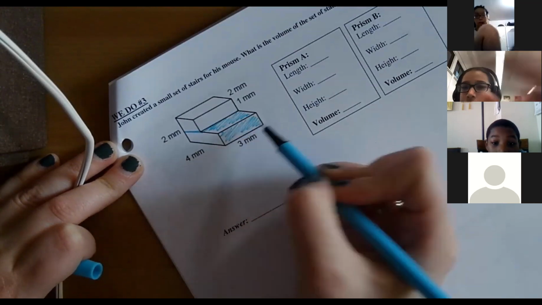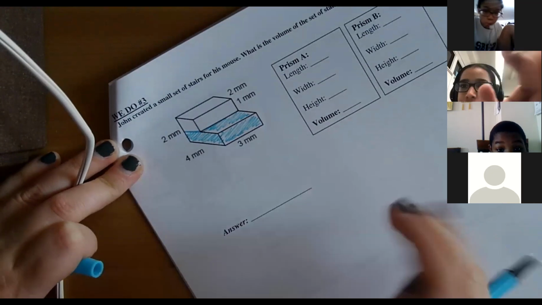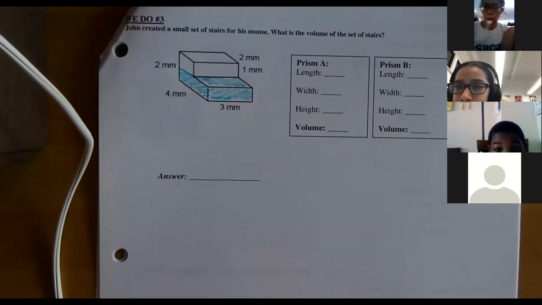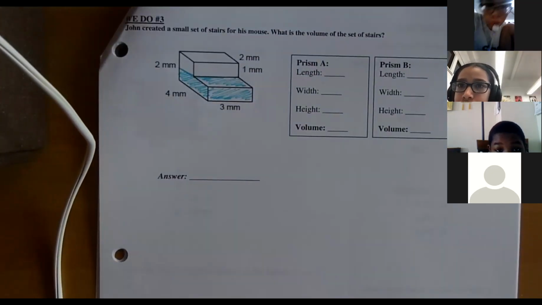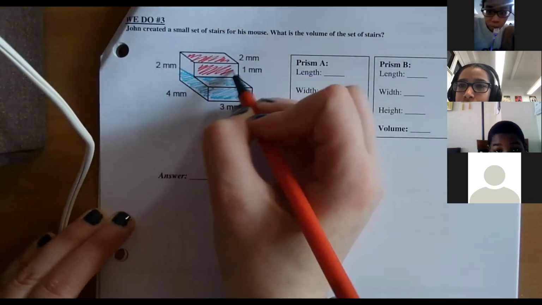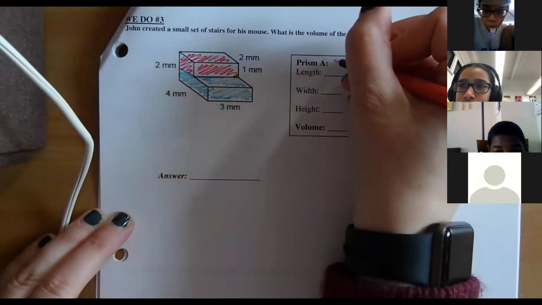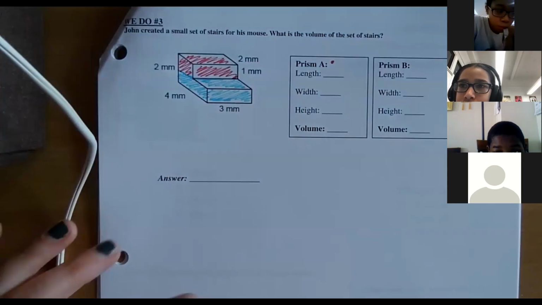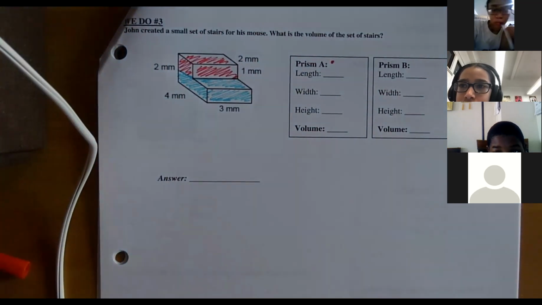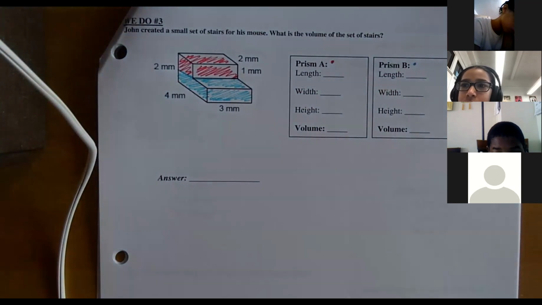Actually, no, you don't have to. You can just watch me. I changed my mind. But it's really, really important that you understand the practice of splitting it up. So now I have my 2 different prisms. We're going to make red prism A. Just put a dot right here so I remember. And B will be blue. Okay, so now I have to figure out the length, the width, and the height of each one of these.